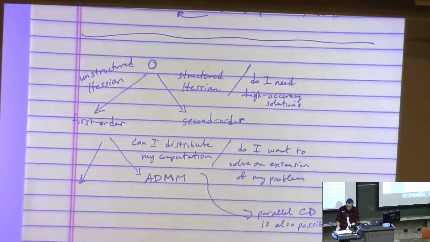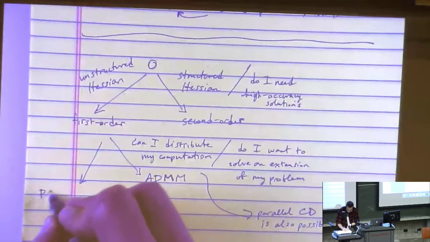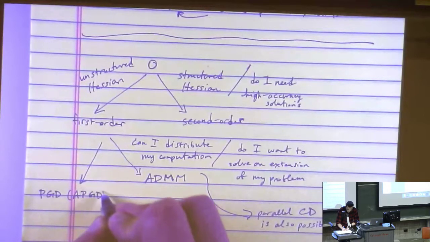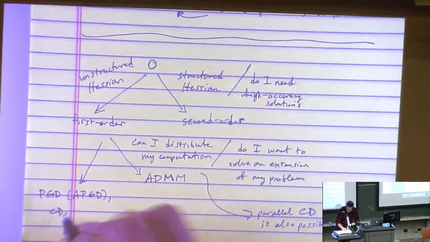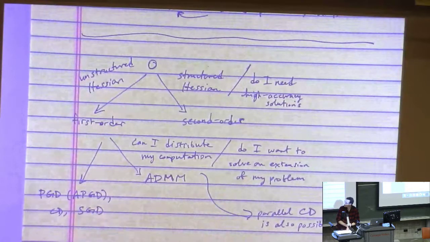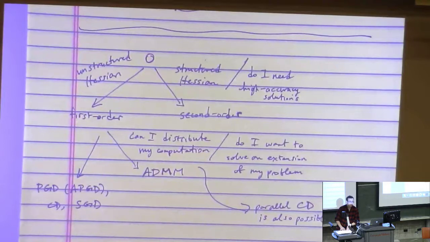So now I guess I would think about applying stuff like projected gradient descent, maybe accelerated projected gradient descent, coordinate descent, or stochastic gradient descent, right? And Frank-Wolfe would be in here too, but I personally do not tend to use it much in practice.